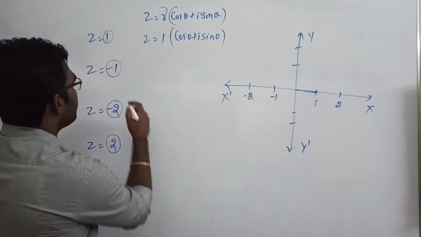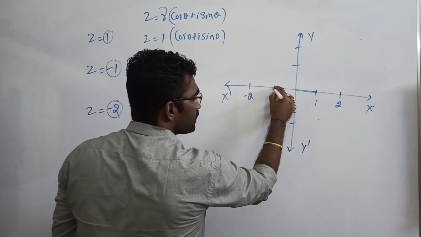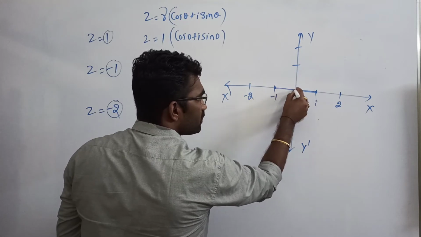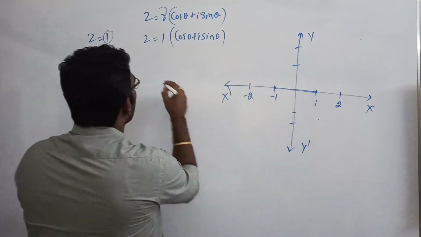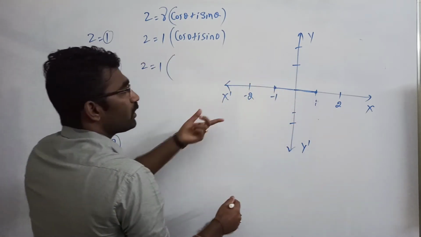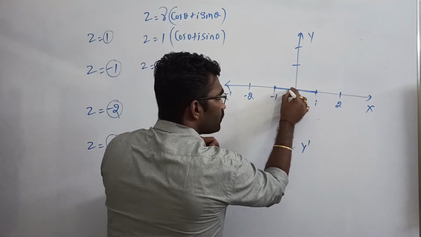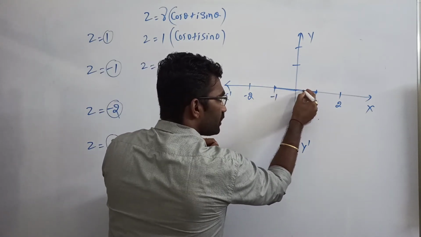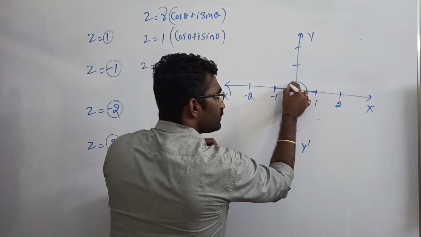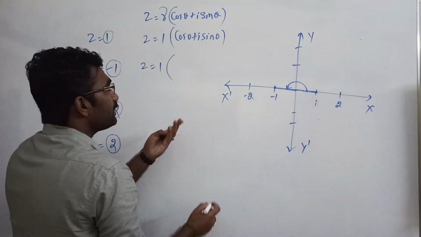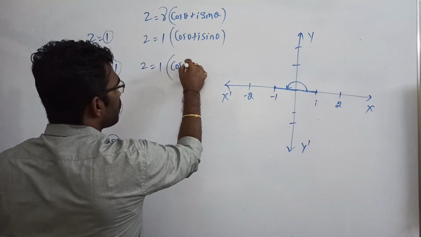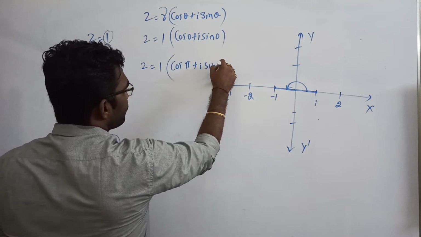Okay, if it is minus 1, where does it come? It comes here. So what is the distance between the origin and here? 1 unit. Therefore r value is how much? Again 1. What is the angle made? From here to here. Therefore the angle with the x-axis is 180 degrees. That is nothing but you can write cos pi plus i sine pi.